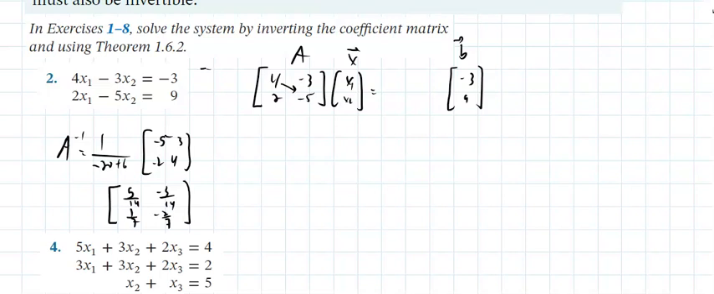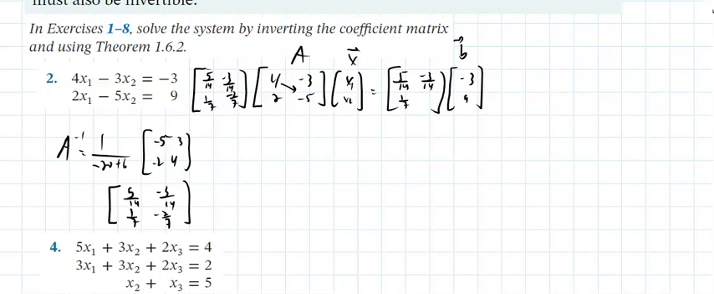So what am I going to do? I'm going to multiply the left side of this by [5/14, -3/14; 1/7, -2/7], and I'm going to do the same here. Now the left side, you really don't have to actually work it out.